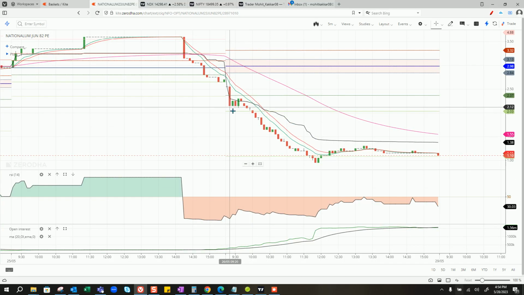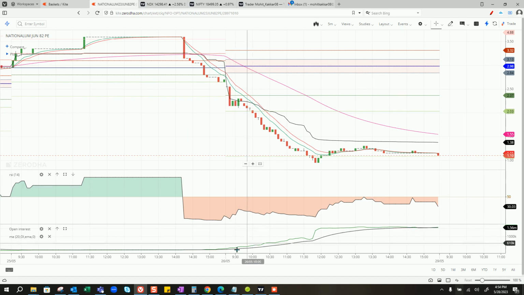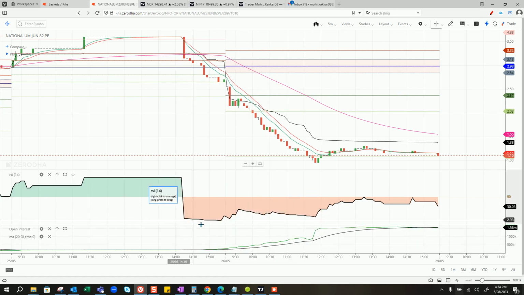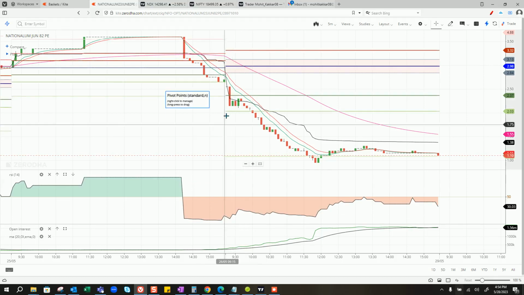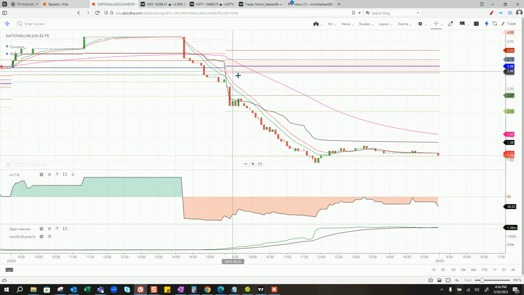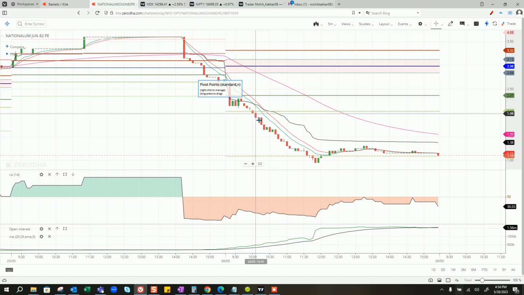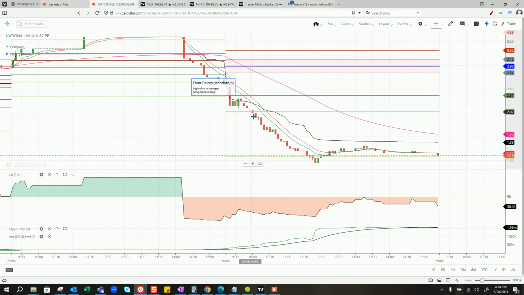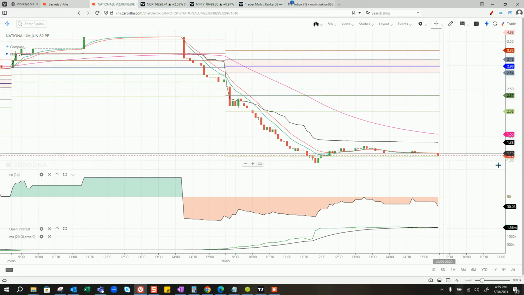So 82 put, we can see it opened up somewhere here, 2.14. You can see writers are writing it. RSI is beaten down, and it is below VWAP, below pivots, below yesterday's VWAP, below M50 VWAP. Everything is in our favor. So we can take any entry anywhere. Let's say 2 rupees we've taken entry.